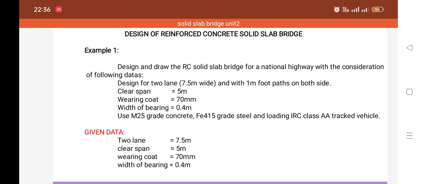The clear span is equal to 5 meter, wearing coat 70 mm, width of bearing 0.4 meter. Use M25 grade concrete and Fe 415 grade steel, and loading IRC Class AA tracked vehicle. Just to write the given data: the two lanes equal 7.5 meter, the clear span is equal to 5 meter, wearing coat is equal to 70 mm, width of bearing is equal to 0.4 meter.